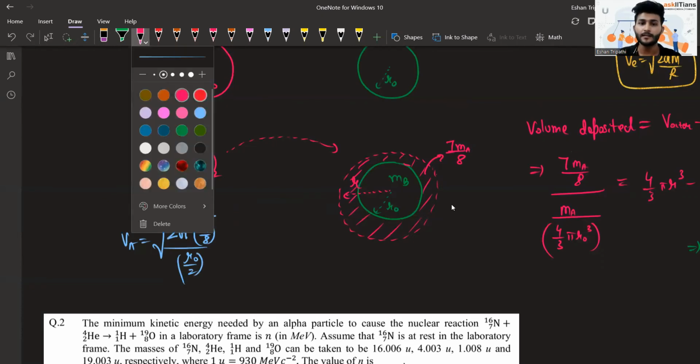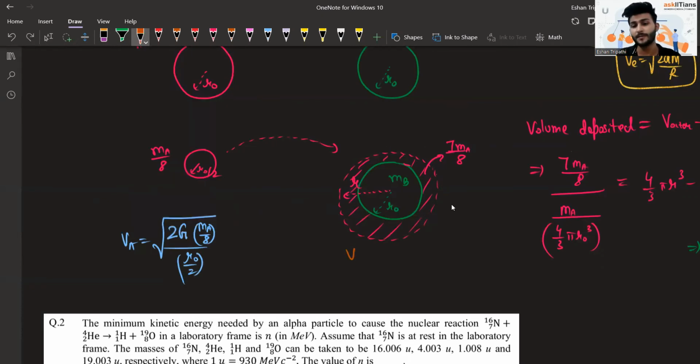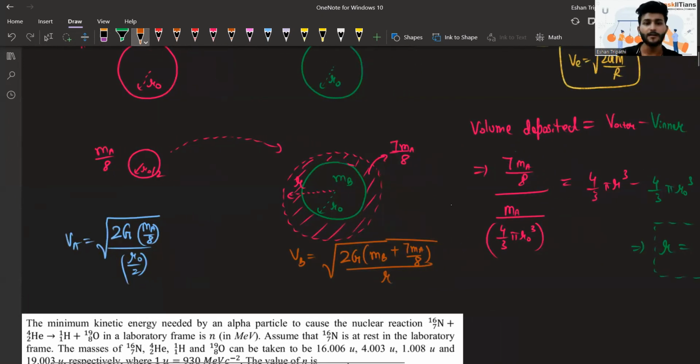And when you're finding the escape velocity from the second one, VB, it's going to come out to be root 2G into mass of this, which is actually the combined mass of MB, which is given as twice of MA. We need to substitute that, plus 7 MA by 8, divided by its new radius, which is smaller, which we have found out. So when we go about finding the ratio VB divided by VA, guys, when you substitute the values, it will come out to be 2.3. That will be the answer.